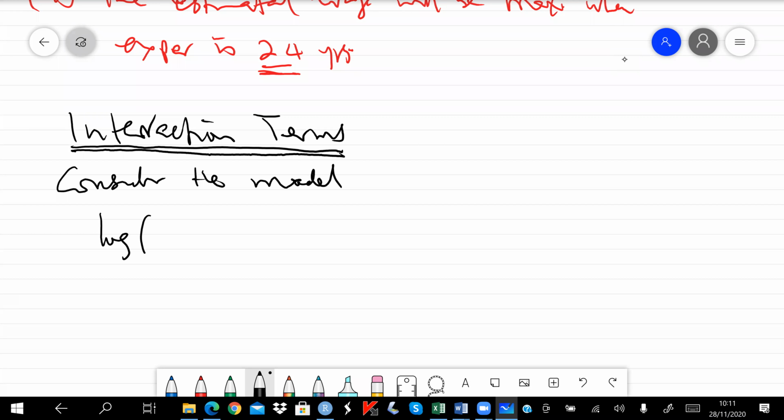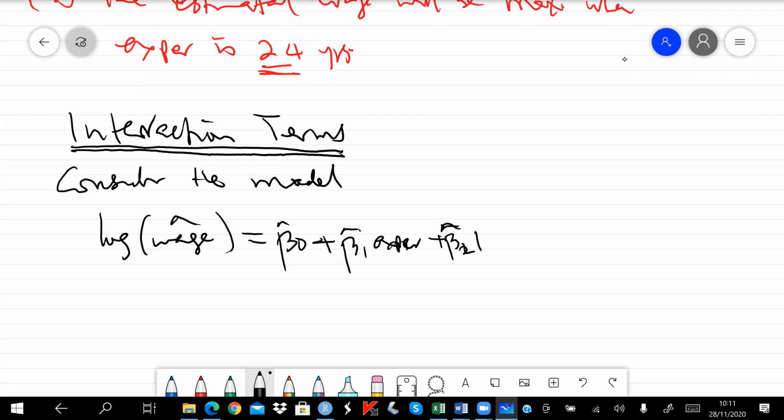We have log of the estimate of wage equal to beta naught estimate plus beta 1 estimate of experience plus beta 2 estimate, then a dummy variable, female, then a times, just to show interaction, experience. How am I writing this? Let me write it like this.